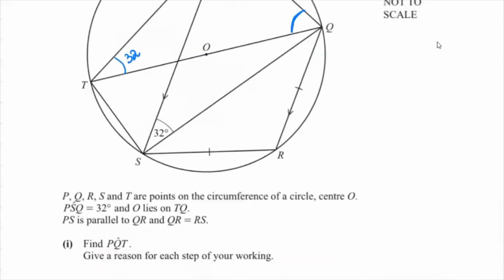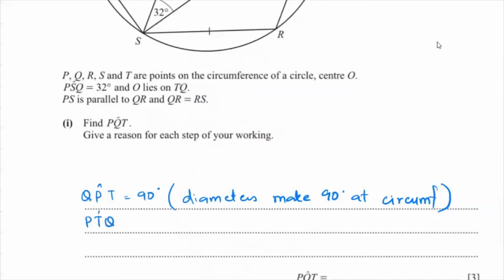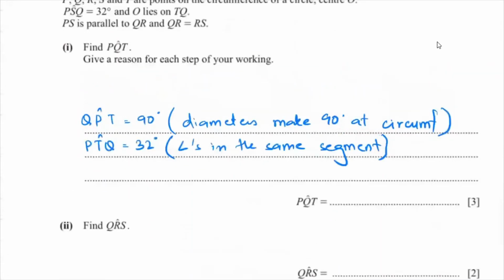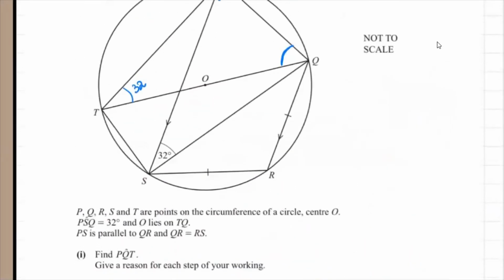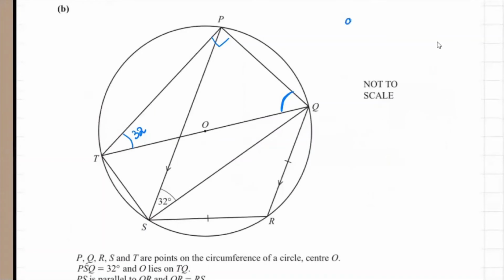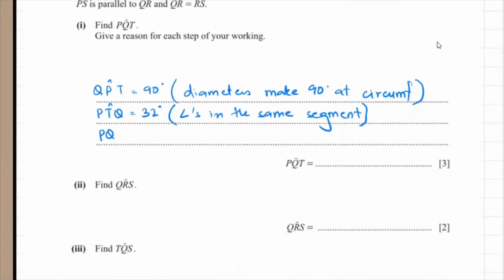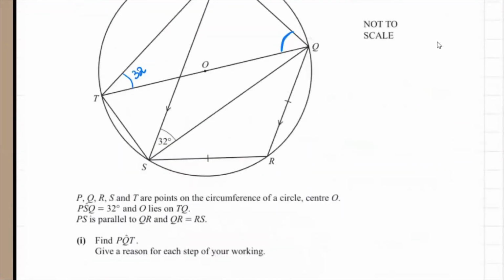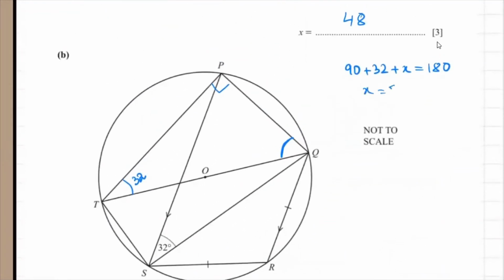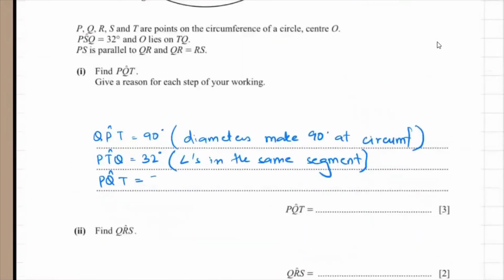This is PTQ. PTQ equals 32 degrees because angles in the same segment. My handwriting is not that bad, but it seems like it in this one. Okay, find PQT. So PQT is so clear over here. This is 90 degrees. This is 32 degrees. Let's say it is x and it equals 180 degrees. Before we forget, let's write it down. So PQT will be equal to, from here I'm getting x equals 58 degrees.